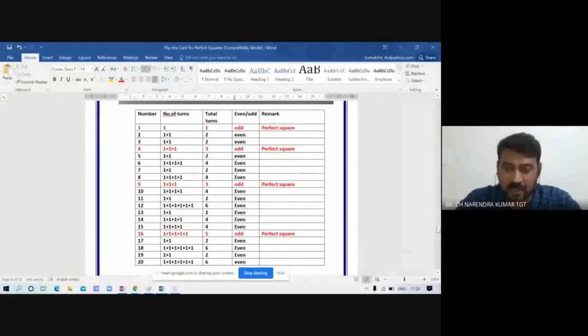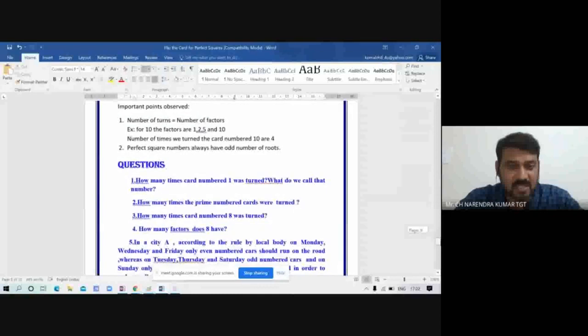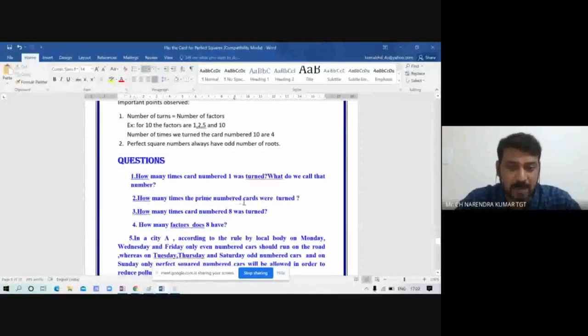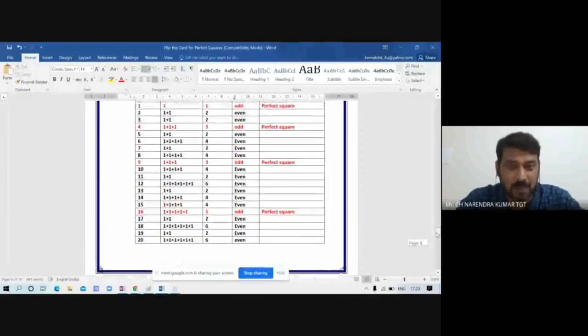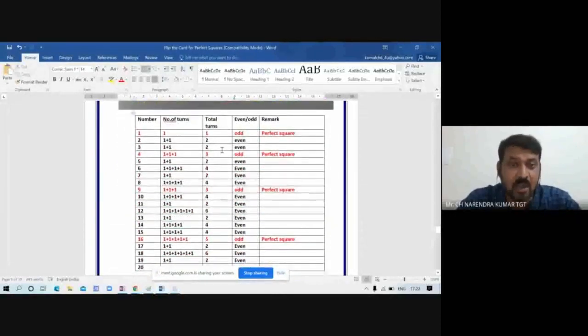Like that, we designed some questions. How many times were the prime numbered cards turned? All prime numbers are turned 2 times. Here 2 is turned 2 times, 3 is turned 2 times, 5 is turned 2 times, 7 is turned 2 times. So we can tell about the prime numbers with this activity. We can also tell about the number of factors of perfect squares.